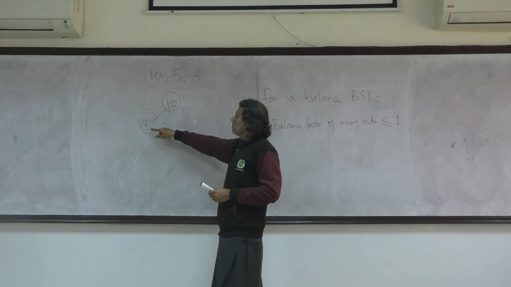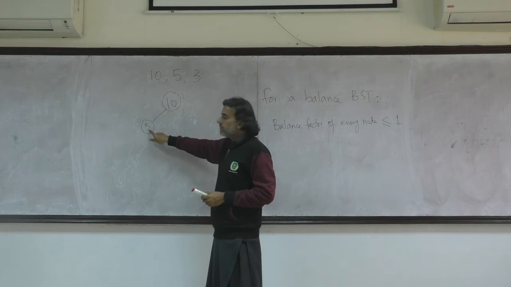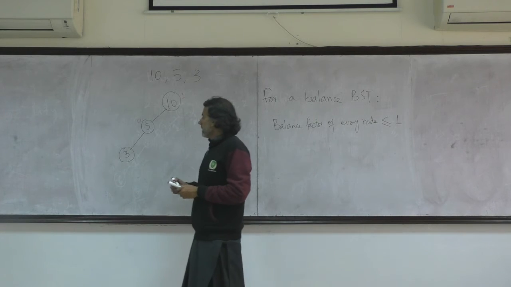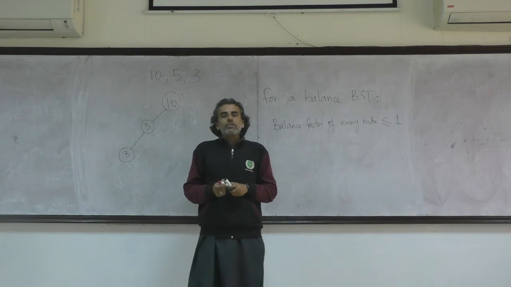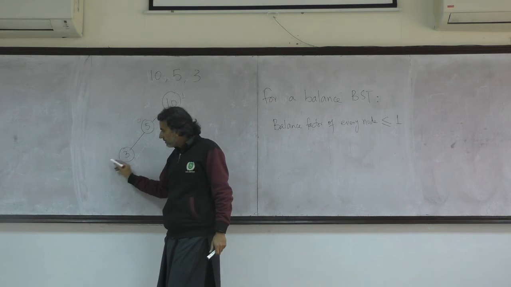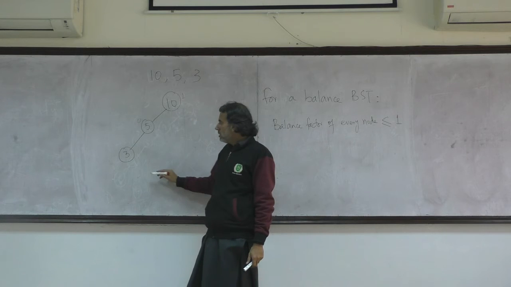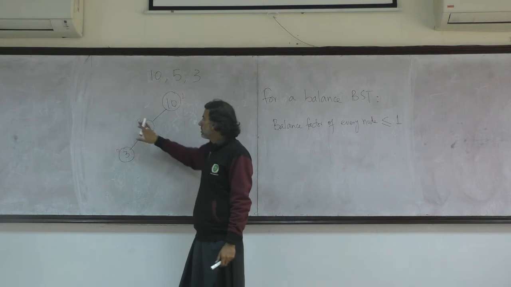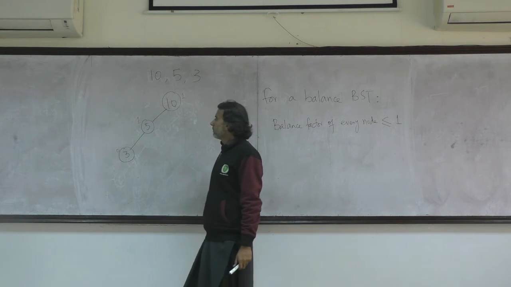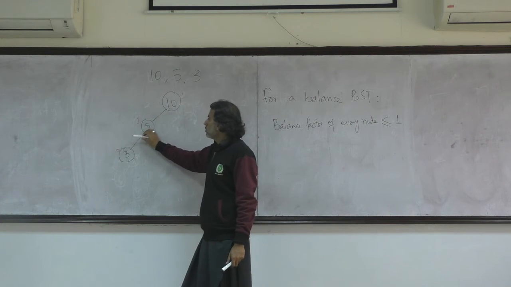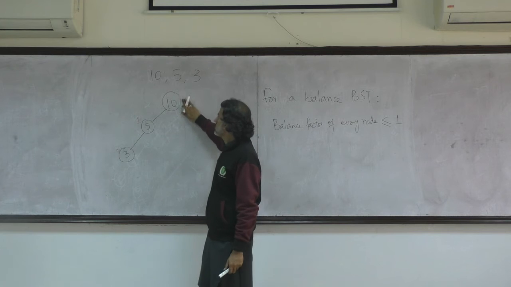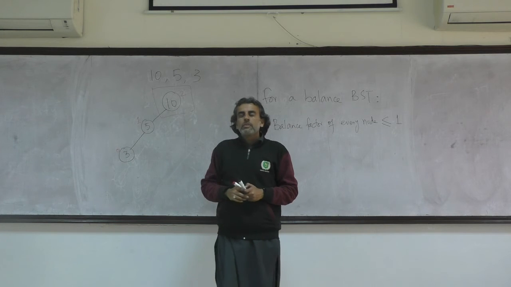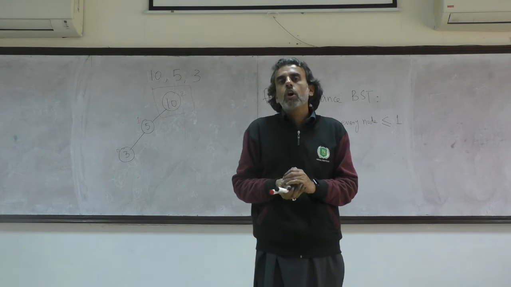Next, insert 3 into the binary search tree. 3 will be compared with 10, we'll go on the left, it will be compared with 5, we'll go further left. So 3 will go here. Let's recompute the balance factors of the entire branch. Balance factor of 3: height of the left subtree is 0, height of the right subtree is 0, so it is 0. For 5, height of the left subtree is 1, height of the right subtree is 0, so it is 1. For 10, height of the left subtree is 2, height of the right subtree is 0, 2 minus 0 is 2. So the first alert arises over here, because 10's balance factor has gone beyond 1.